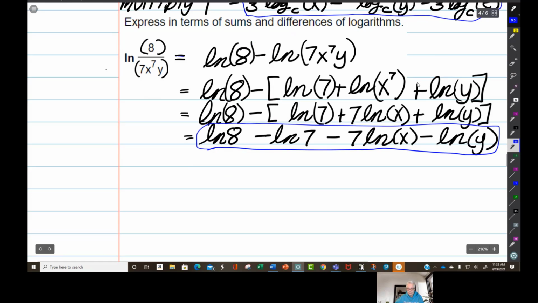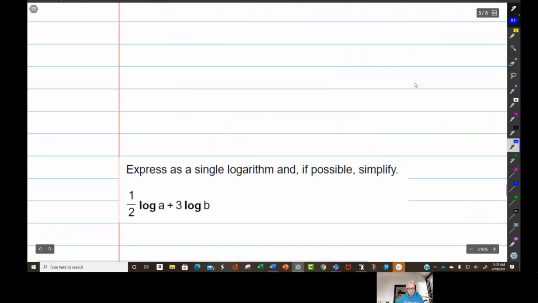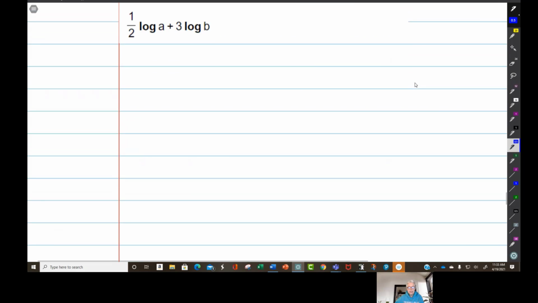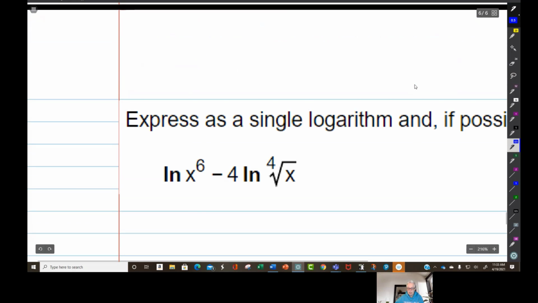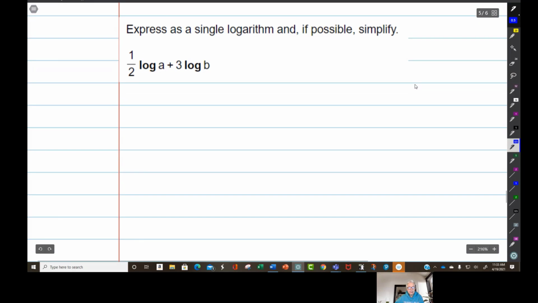Okay. Now, before we do that, in these last two, we're being asked to express as a single logarithm and, if possible, simplify. So here we have two separate terms and we're being asked to squish these back together. You have to go in steps.